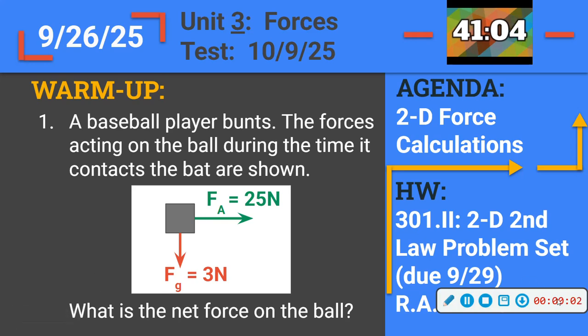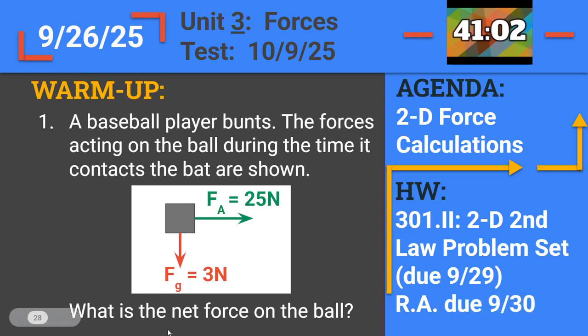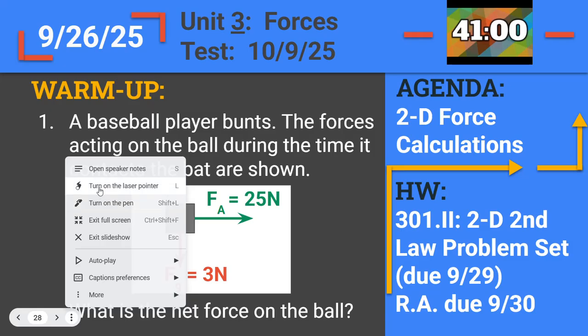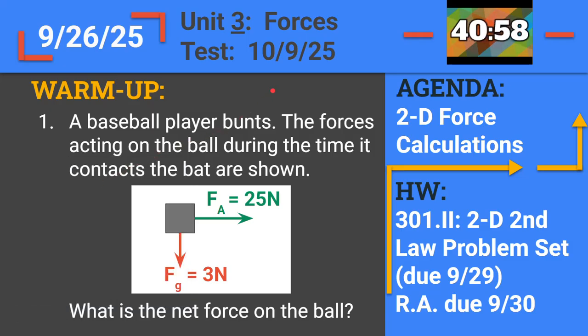All right, guys, let's go ahead and go over today's warm-up question, which you can see on my screen right here. It says, a baseball player bunts. The forces acting on the ball during the time it contacts the bat are shown. And we see an applied force there of 25 newtons to the right. It's in green. And we see Fg, the weight of the baseball, in red as 3 newtons. And the question says, what is the net force acting on the ball?